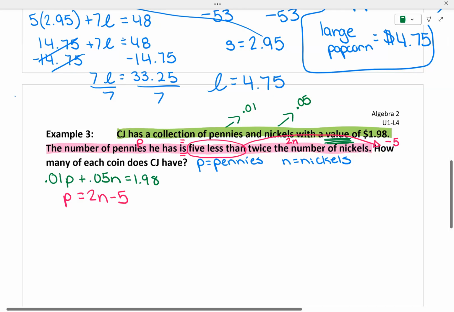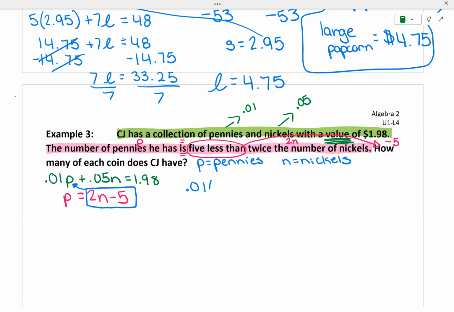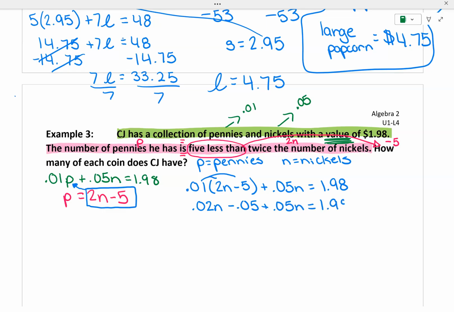So I'm not going to change my problem. I am going to go ahead and just substitute. Now, if you want to do elimination, that is completely fine. You go ahead and rearrange however you would like. So I'm going to have 0.01 times 2n minus 5 plus 0.05n equals 1.98. So we've got to distribute right here. And when you do, you get 0.02n minus 0.05 plus 0.05n equals $1.98. Okay, now notice I have some like terms right here, so I'm going to go ahead and add them together. So basically 2 cents plus 5 cents is 7 cents.